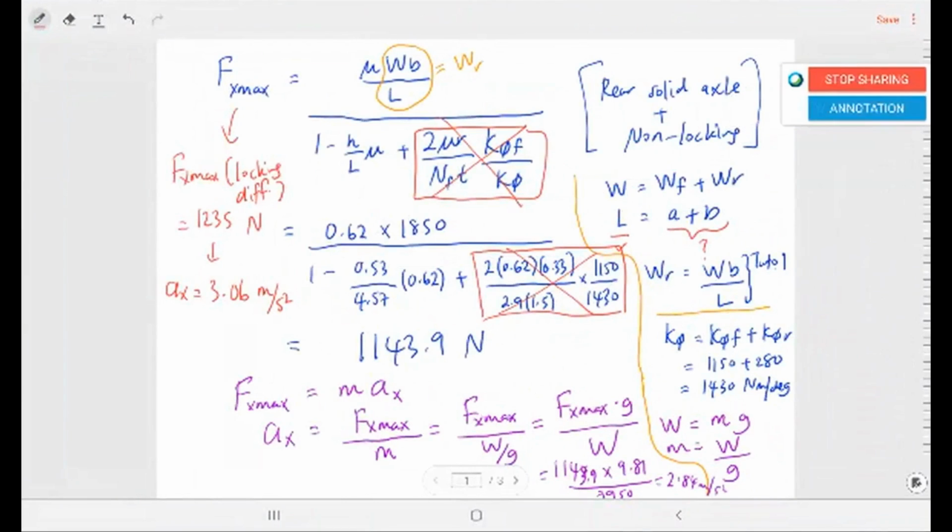So, in summary, for rear solid axle with non-locking differential, the maximum effective force is less than with the locking differential mechanism. And for the locking differential mechanism, the maximum acceleration is larger than non-locking differential. In summary.